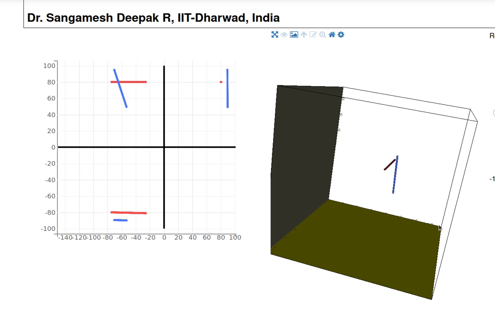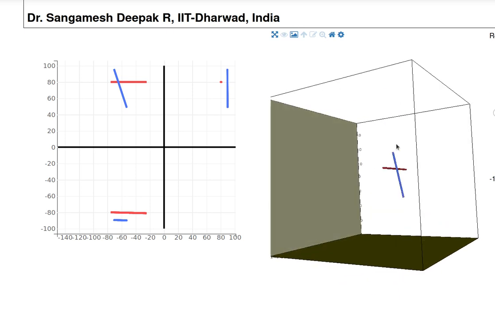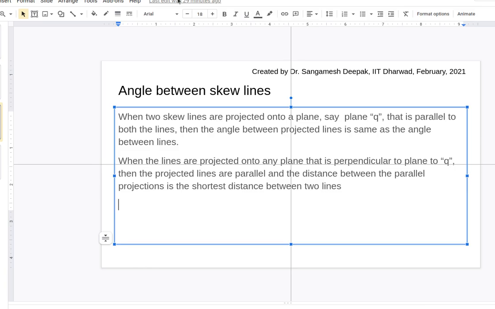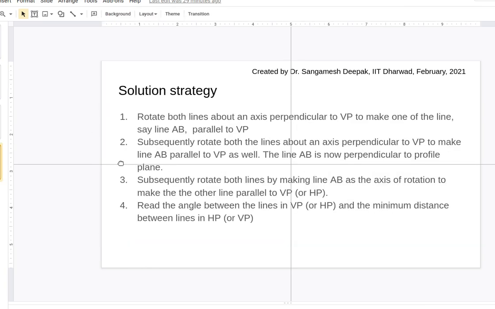Here the 4 points, the two endpoints of one line and two endpoints of another line, are all being treated as part of a single rigid body whenever we do the rotations. So the relative angles don't change, and the relative shortest distance between them also does not change. Anyway, with these kinds of transformations, we have been able to make both of them parallel to VP. So what I have done is, I have formally noted the strategies.